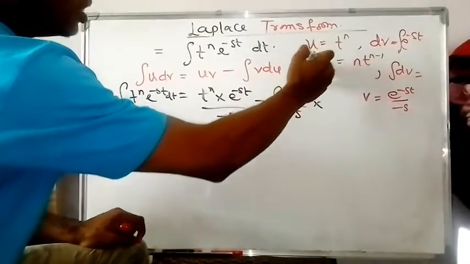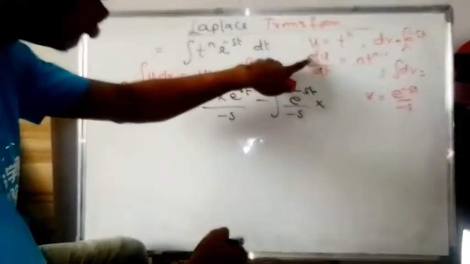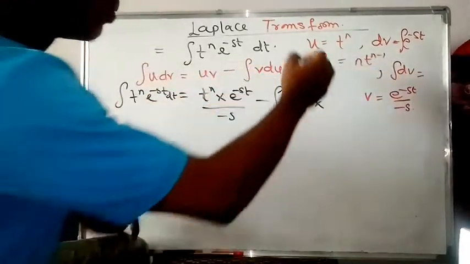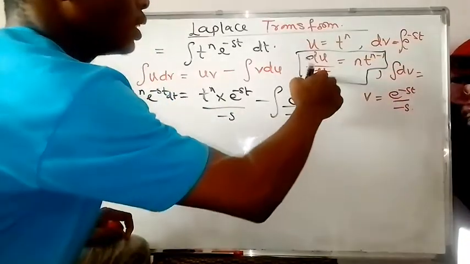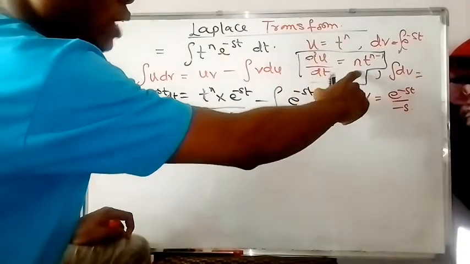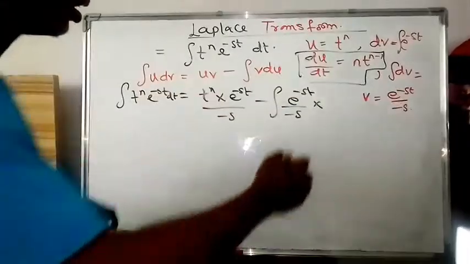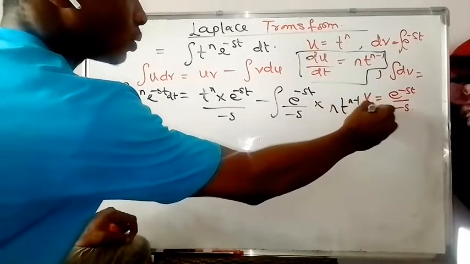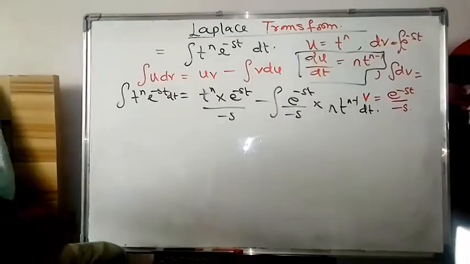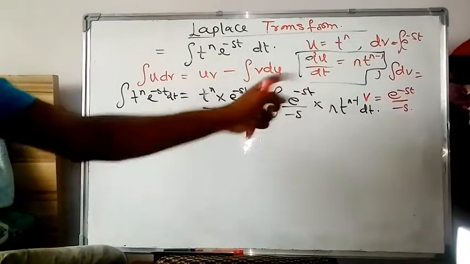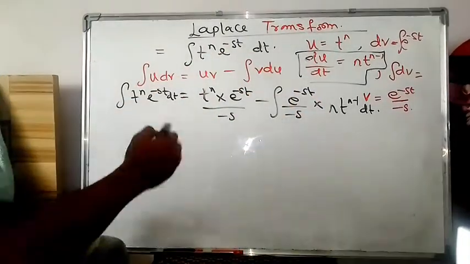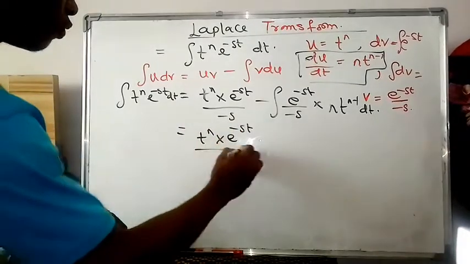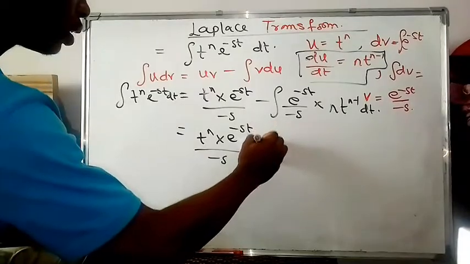Now this is du/dt we have here. So if I make du the subject of the formula, taking dt to the other side, I'm left with du equal to n t raised to the power n minus 1 dt. Now let's multiply the two: minus and minus cancel. So we are left with t raised to the power n times exponential minus st divided by minus s, plus.